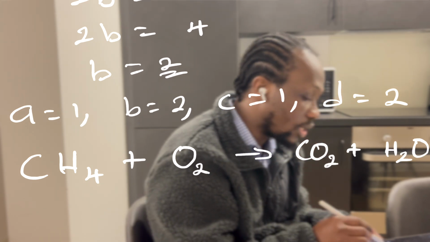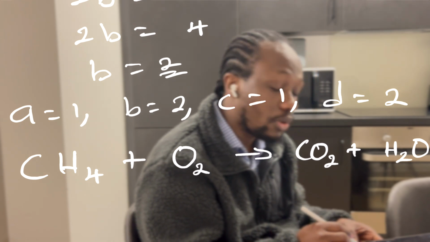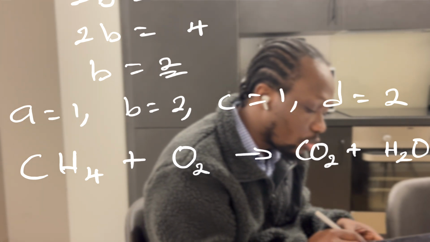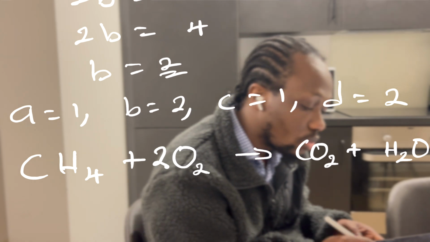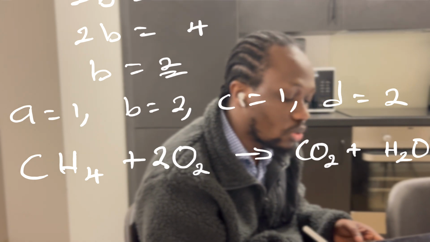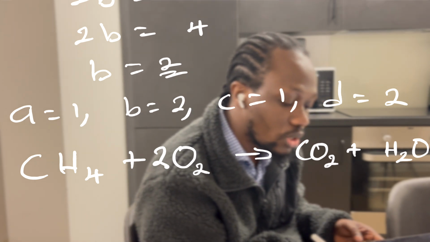And we have A as 1, so 1 times CH4 is CH4. We have B as 2, so put 2 for oxygen. Then we have CO2, that's C as 1, which is 1 times CO2, which is CO2. Then D as 2, so this gives us 2 for water.